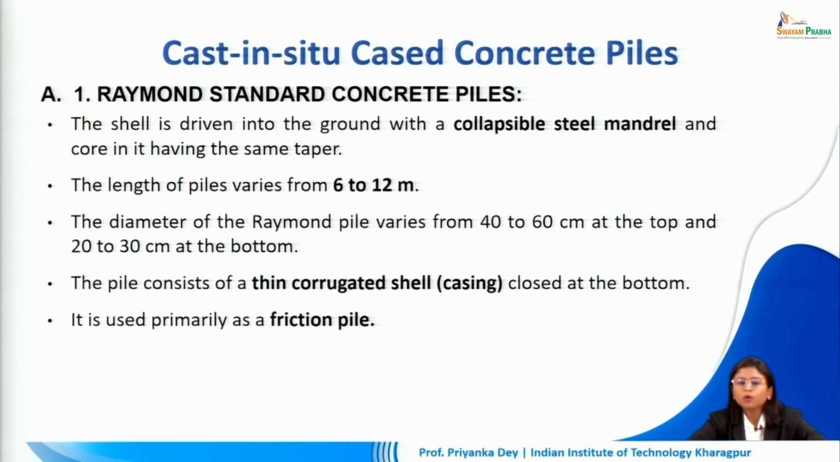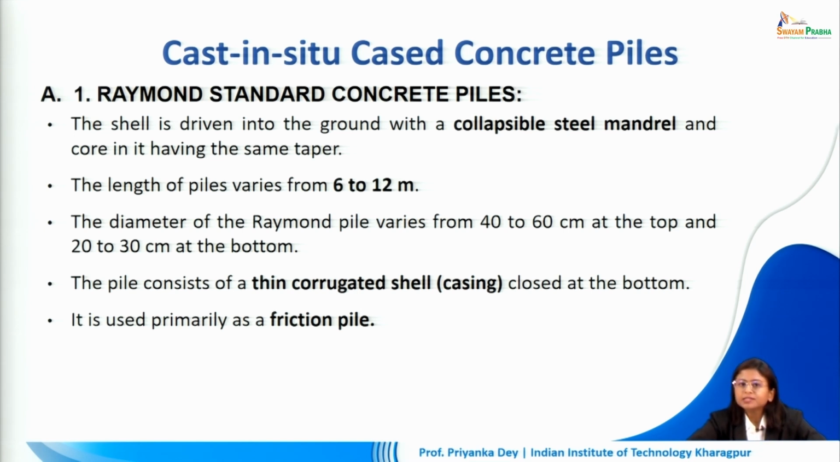So the 5 types of cased piles we are going to look at one at a time. The first one was Raymond standard concrete pile. Now this shell is first of all driven into the ground. It has a collapsible steel mandrel inside it and it has a taper. So that means the Raymond standard concrete pile is tapered. That should help us remember it. Usually the length of the pile varies from 6 to 12 meters and the diameter can vary from 40 to 60 centimeters at the top and 20 to 30 centimeters at the bottom. As I mentioned, it's a tapered pile.